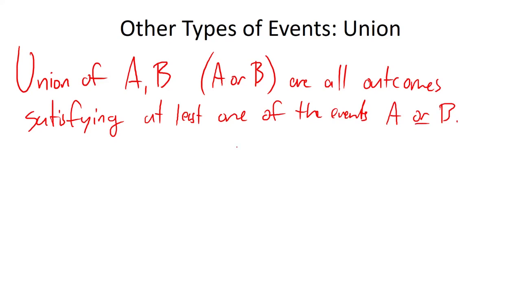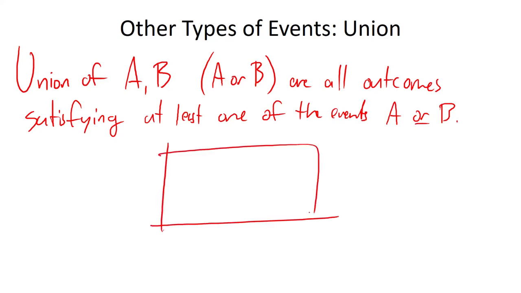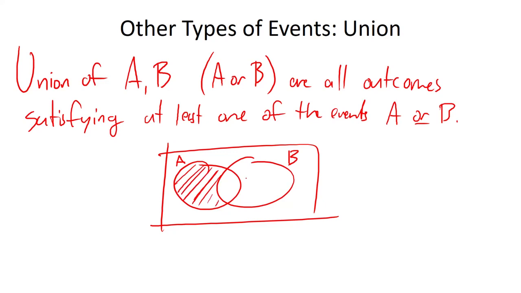If you think about that from the Venn diagram standpoint, if this is all of A and this is all of B, then for the union, if you're in A, you're good. If you're in B, you're good. If you're in the overlap, you're also good, because it's just one or the other, at least one of the events. So basically everybody's in. This is A or B.